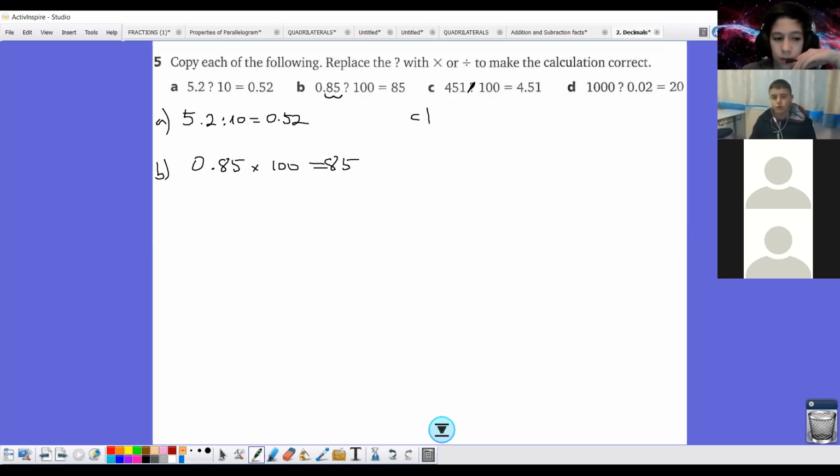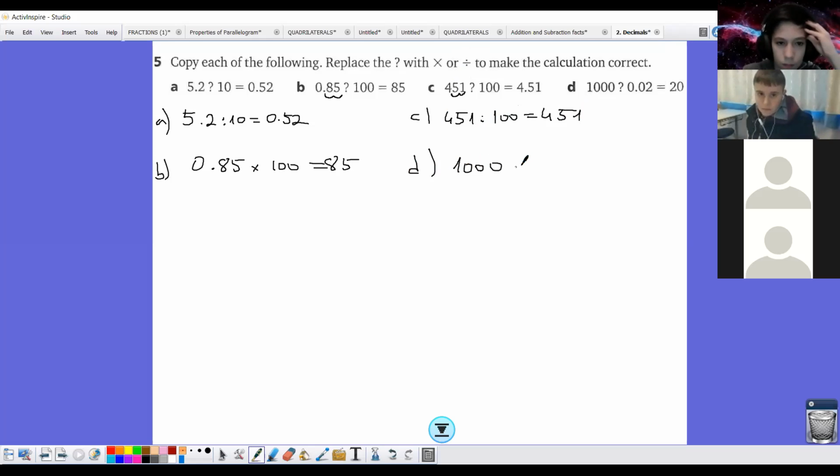Okay, Donny. Oh, okay, I see. Thank you. So here, 2 zeros and the decimal point moves 2 places, 1, 2. Then it means that you have a division here. What about D, Ronnie? We have 1,000, we have 0.02 and the result becomes 20.